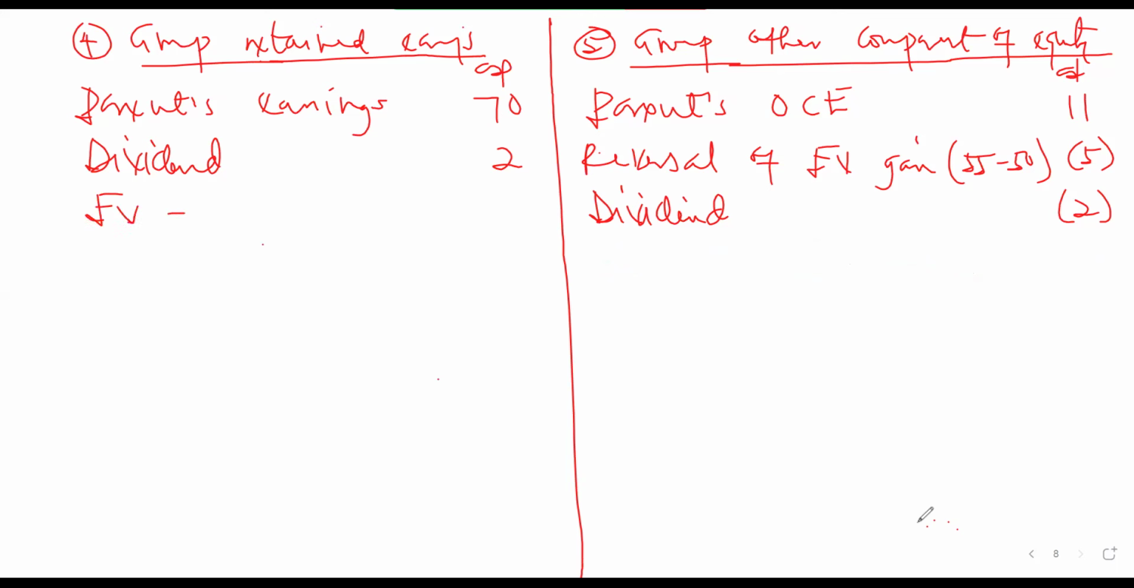So we have the fair value for the 5%. That will be 5 minus 3. And that will give us 2 to be taken to group retained earnings, not that. All right.